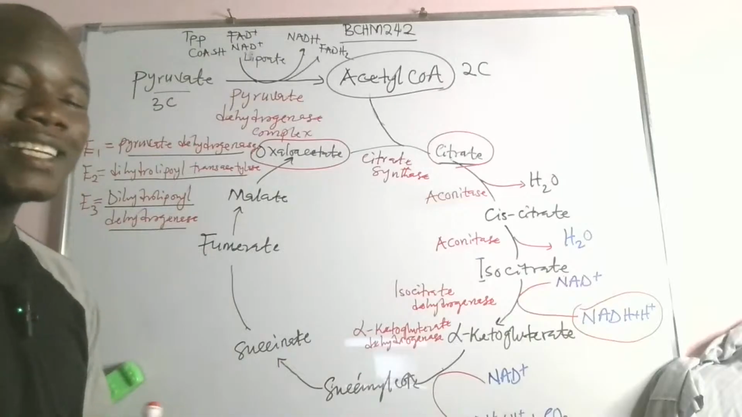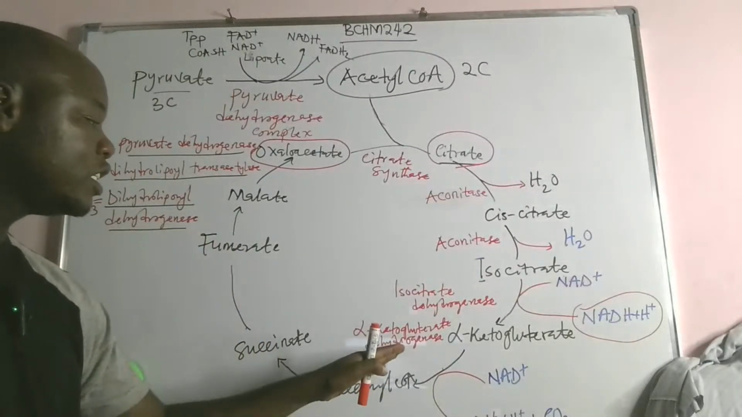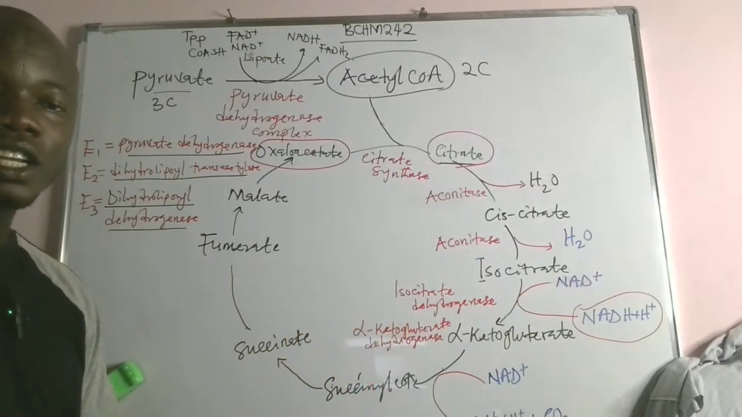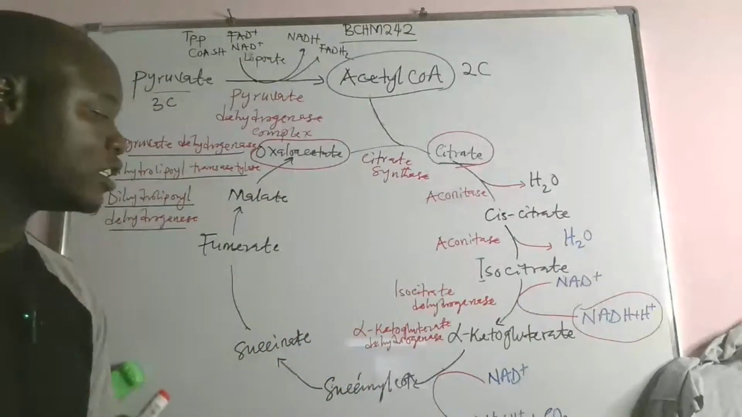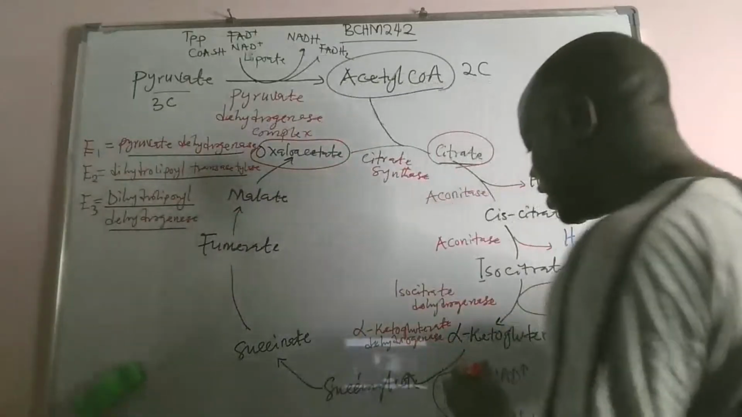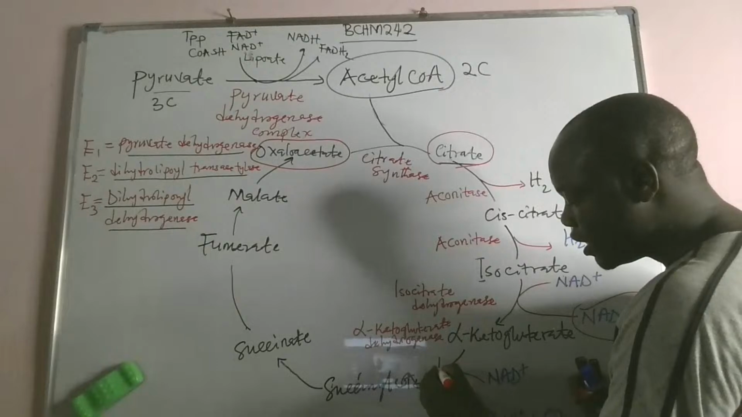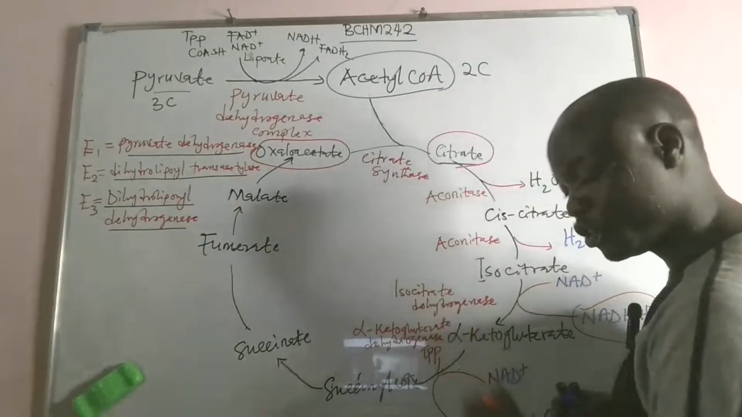But I want to tell you that there is something very important apart from this conversion. For this alpha ketoglutarate dehydrogenase to work, it needs a coenzyme. And the coenzyme that this enzyme needs is TPP, thiamine pyrophosphate.